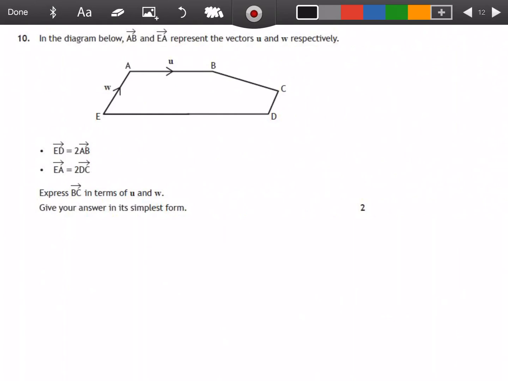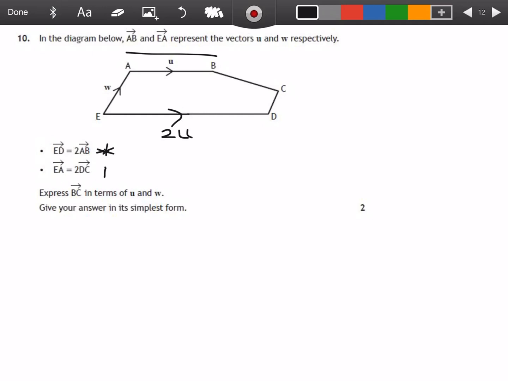Right, okay, vectors. A to D is 2 times A to B. So A to B across the top is vector U. That means, given this bit of information here, this one must be 2U then, because it says it's 2 times the top one. 2 times AB, so it's 2U.